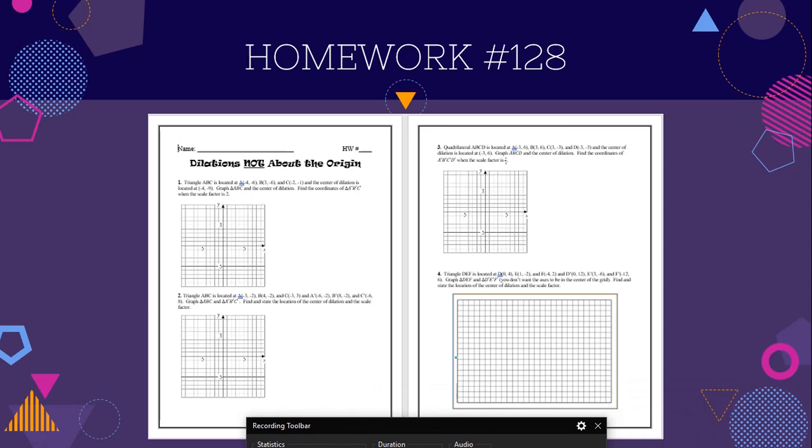Tonight's homework is number 128. It's just a two-sided worksheet. Make sure that you graph and you list full mappings if that's required.